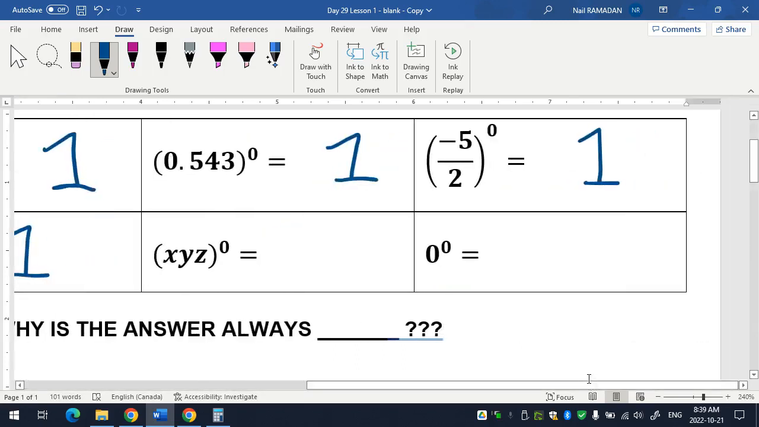Okay, how about this one? How many variables do we have here, by the way? 3, X and Y and Z. All of them will turn out to be numbers anyway. They could be the same number, they could be different. We don't care. 1.